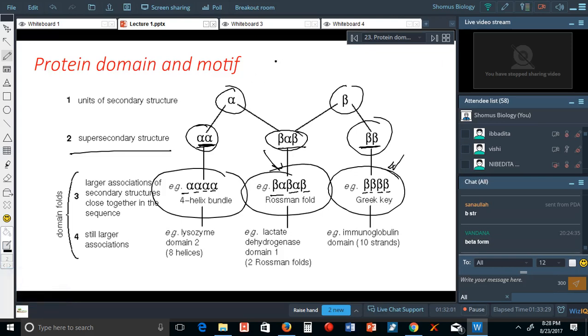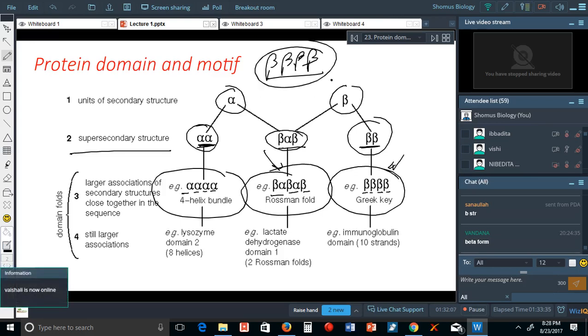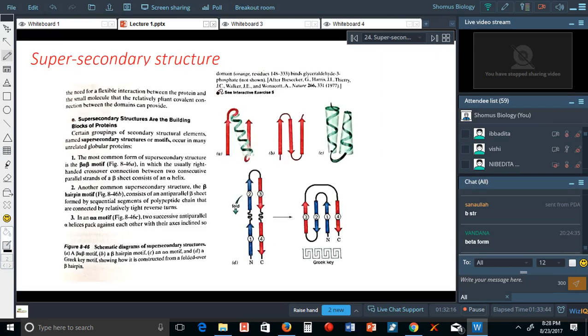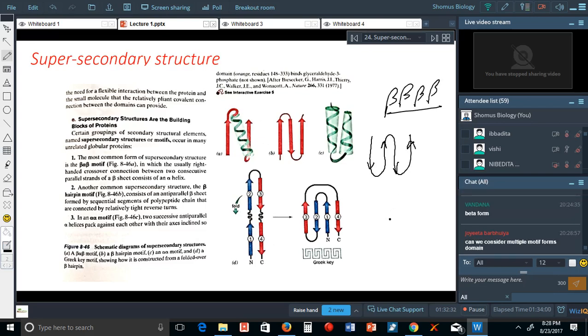So why two separate ideas? When you say beta beta beta beta, we call it the domain. It's a consecutive beta domain. Or you can say beta alpha, that's a consecutive domain. But when we call it motif, we are looking at the folding pattern of this, an interactive pattern. For example, this 4 beta can form different structures. It can form a structure like this, right? First beta, second beta, third beta, fourth beta.